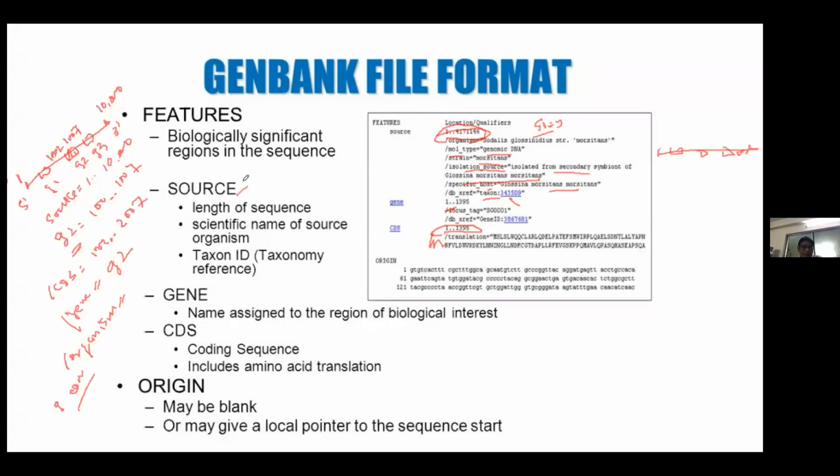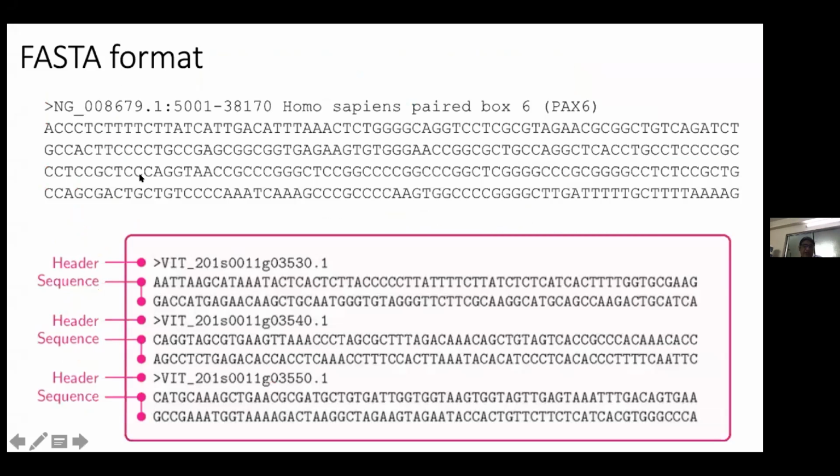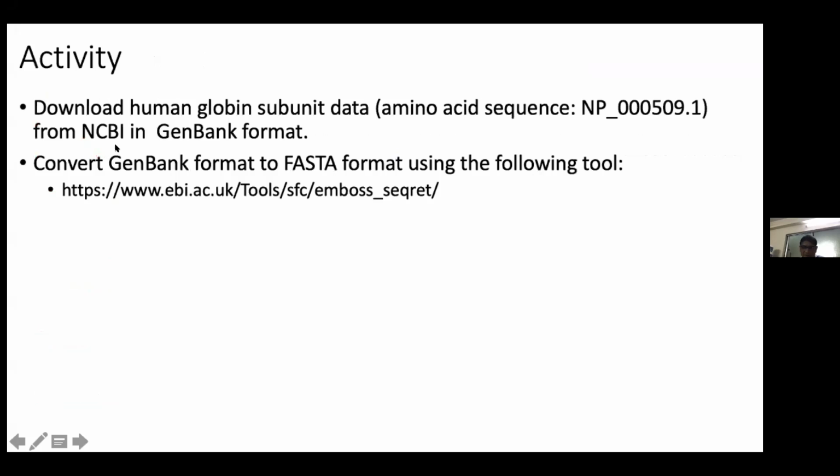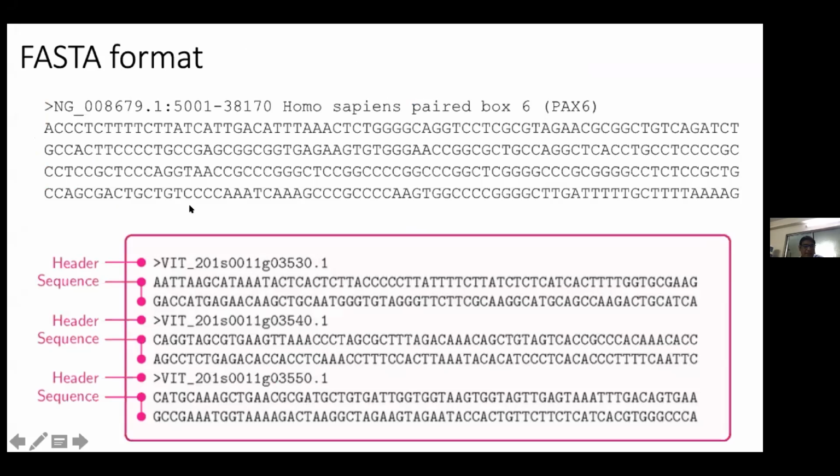So you can have source information, the gene, where your gene starts and ends, the coding sequence with start and stop positions, and it also includes the amino acid translation. So this is the FASTA format. This is a single FASTA entry, starting with the greater than sign, and you have the nucleotide sequence, and in a single file you can have more than one sequence.